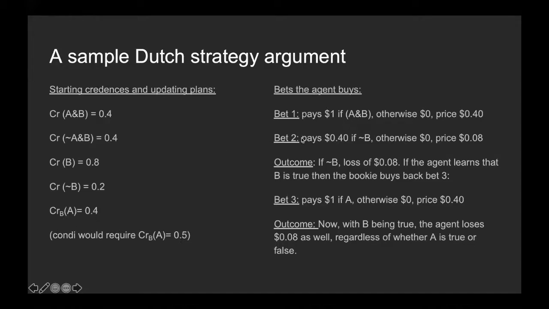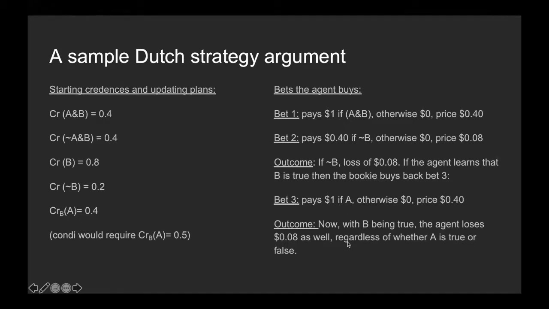Now, basically then what you can do is you can Dutch book the agent. There are two bets that get exchanged initially, and then we find out whether B is true or false. And then basically if B is false, the agent loses money from the first two bets. And if B is true, the bookie then exchanges a third bet with the agent. And either way, the agent loses money.